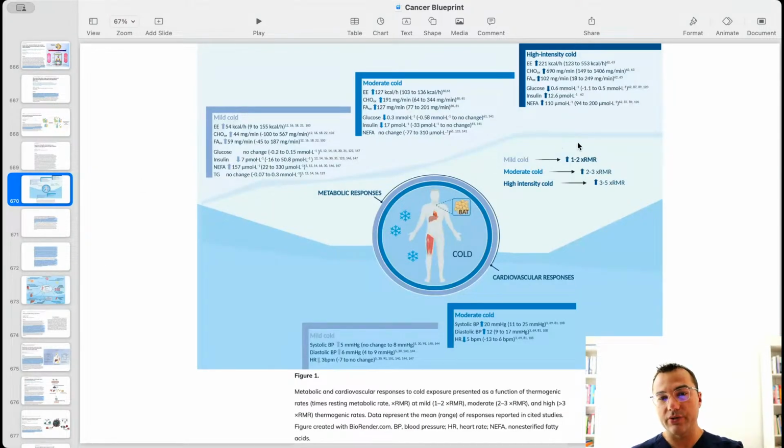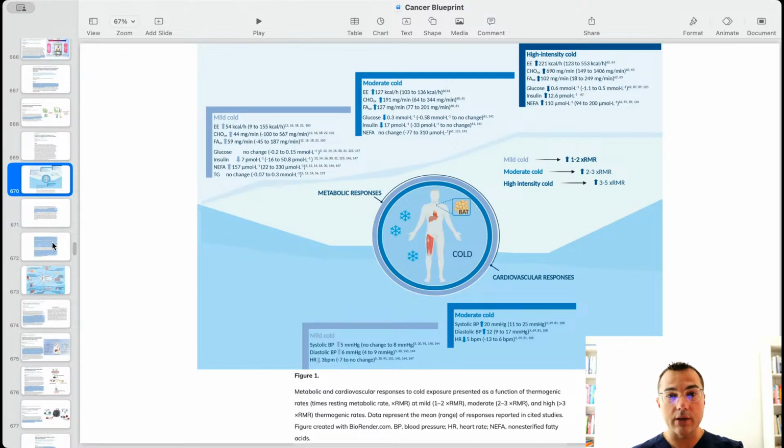But I just thought that was very unbelievable that a mild cold stress can increase your metabolism by 2x, moderate up to 3x, and high intensity up to 5x. I just thought that was unbelievable. We're talking about a 500% increase in your resting metabolic rate when you're exposed to cold.